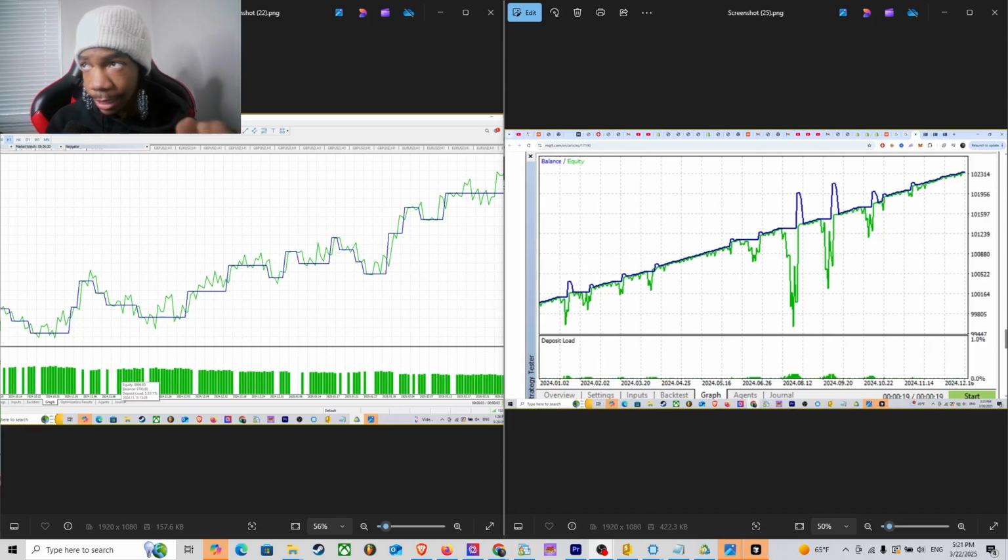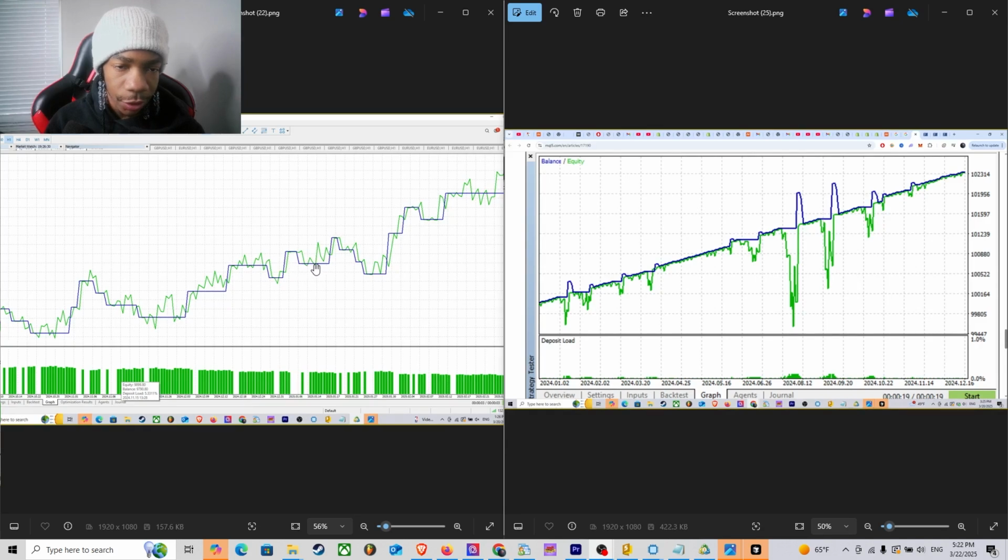As you can see on my left side over here, this is what you want to see. You don't necessarily want to see nothing like this, and I'm gonna show you the difference. So basically, your green is equity and your blue is balance, right? As you can see, the equity is always on top. If not always, most of the time on top, right?